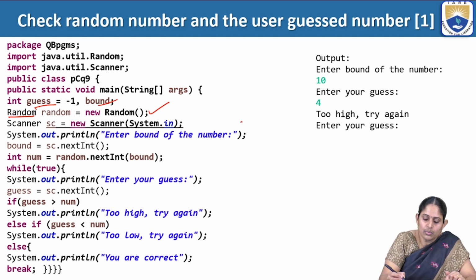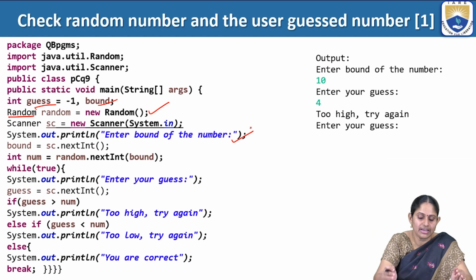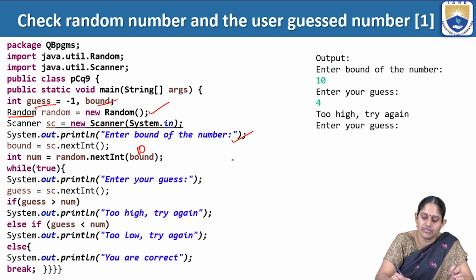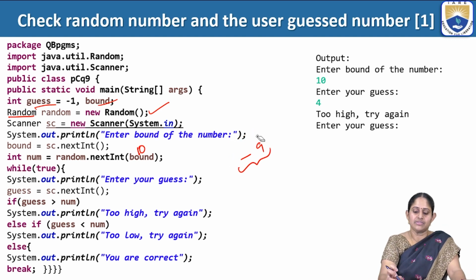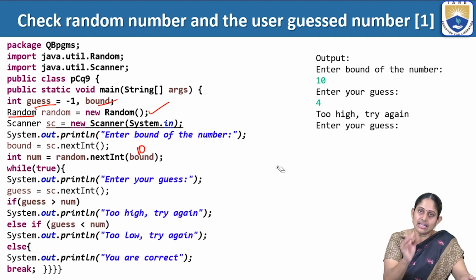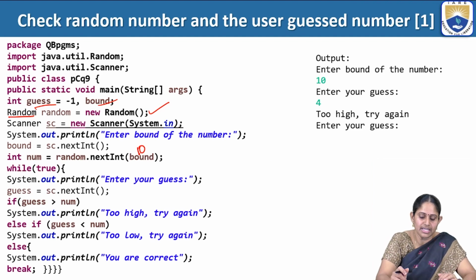Now here it is also asking for the boundary, because within that range we have to take a number. So let's say we are giving the bound as 10. So it will go from 0 to 9 or 10. So these many elements will be taken, only up to that limit.